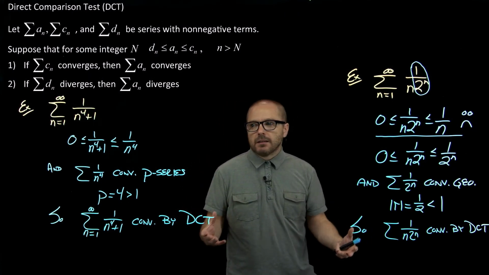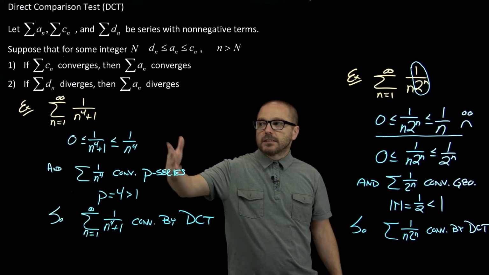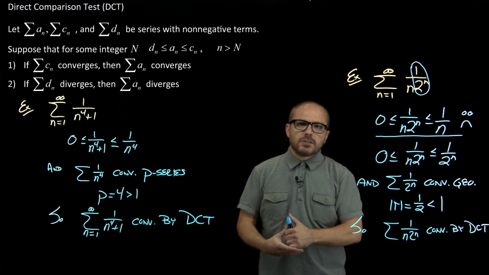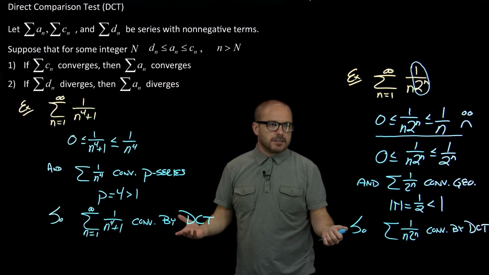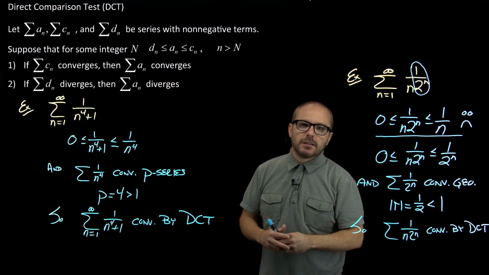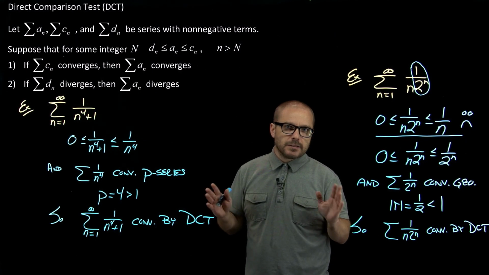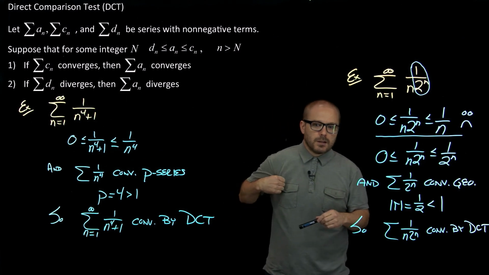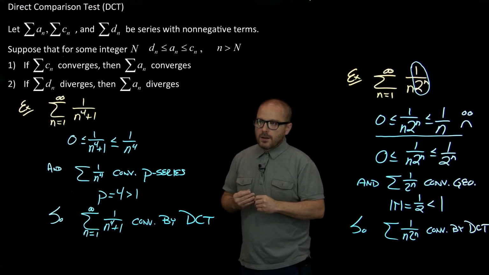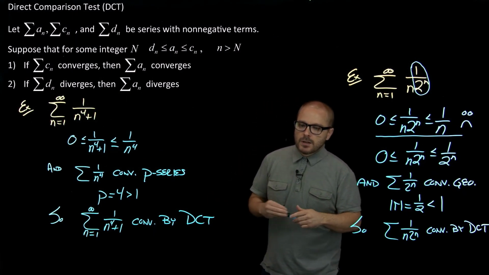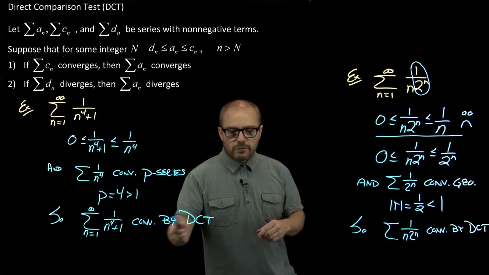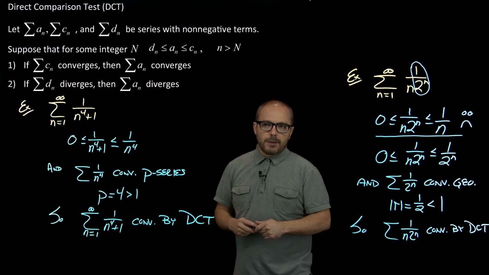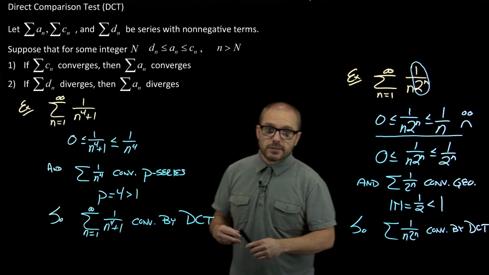So typically, I would say 90% of the time, 99% of the time, you'll be comparing with p-series. But geometric is another thing that we have that's easy to compare with. So if you're looking at something that looks almost geometric but has a little bit of extra in it, you might be able to compare with that geometric as well. Both of these were examples of convergent. Next, we'll look at an example of a divergent series by DCT.